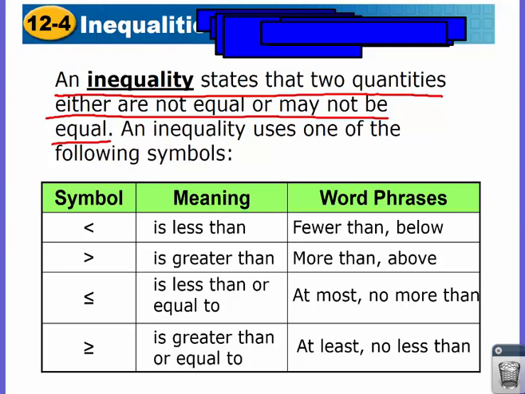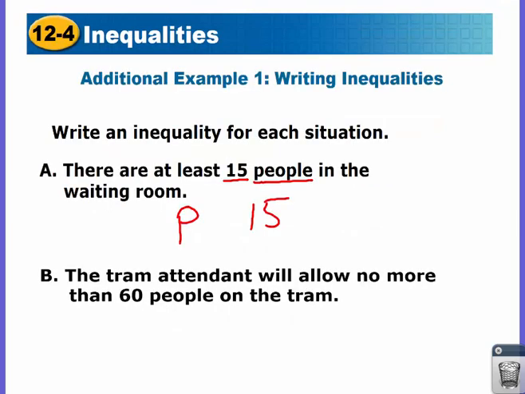If we go back to our previous slide, we find out that at least means greater than or equal to. So I would put a greater than or equal to. The number of people in the waiting room would be greater than or equal to 15. So 15 happens to be what we call a minimum value, because it says at least 15 people. There could be 15, there could be 16, there could be 20, but there's not going to be 14 or 13, because it wouldn't match what we call the solution set.